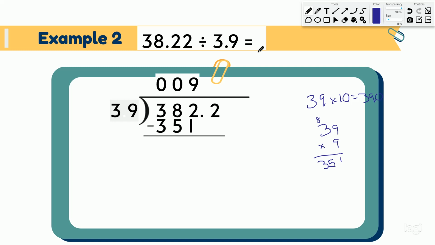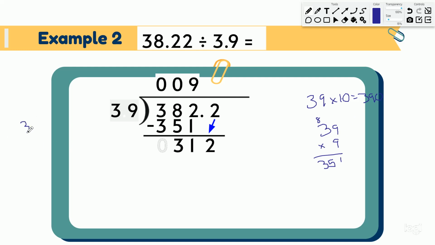And now I have to subtract. So 2 minus 1 is 1. 8 minus 5 is 3. 3 minus 3 is 0. So I have 31. 39 does not go into 31, so I need to bring down my 2. And I need to know how many times 39 goes into 312. So we know 39 times 9 is 351, so it's going to be somewhere close to that. So I'm going to guess that it's 1 less than 9. I'm going to do that one over here.